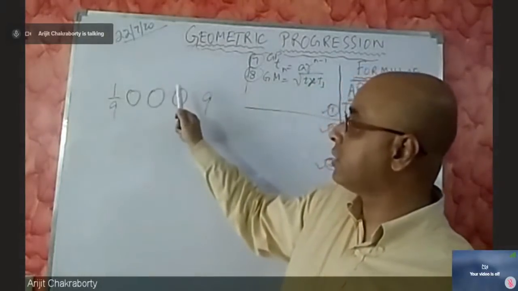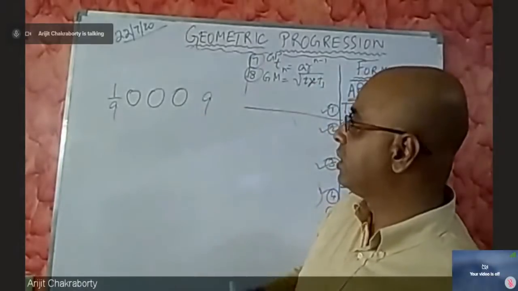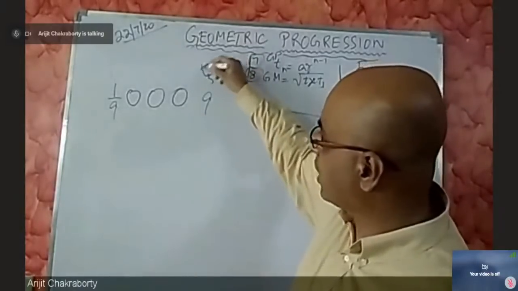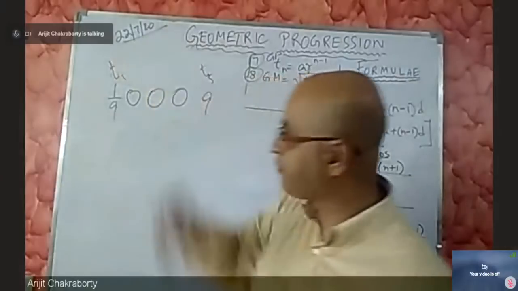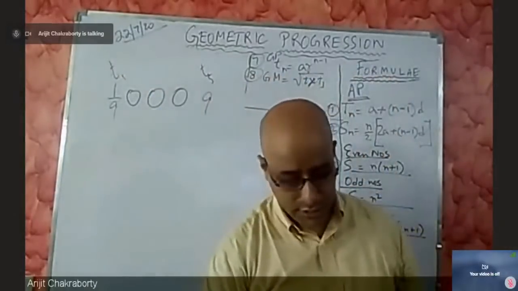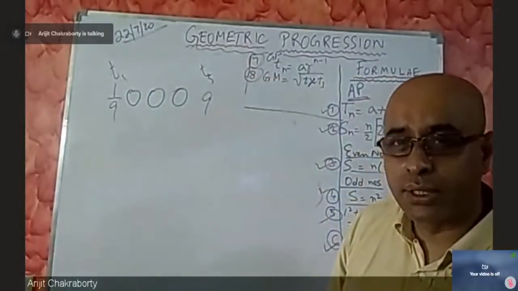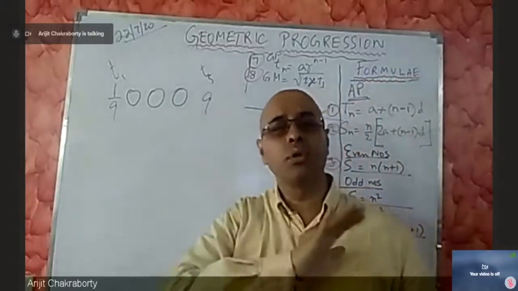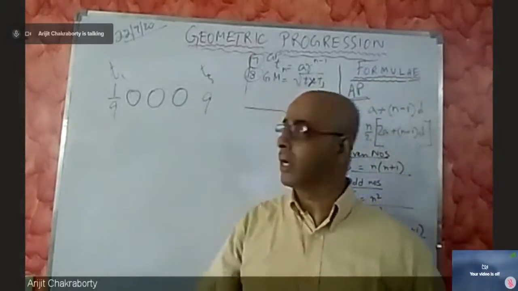Second, third, fourth, and this is fifth. So this is the fifth, T5. This is T1. Please see the steps. Please note the problem so that you have no difficulty in understanding.